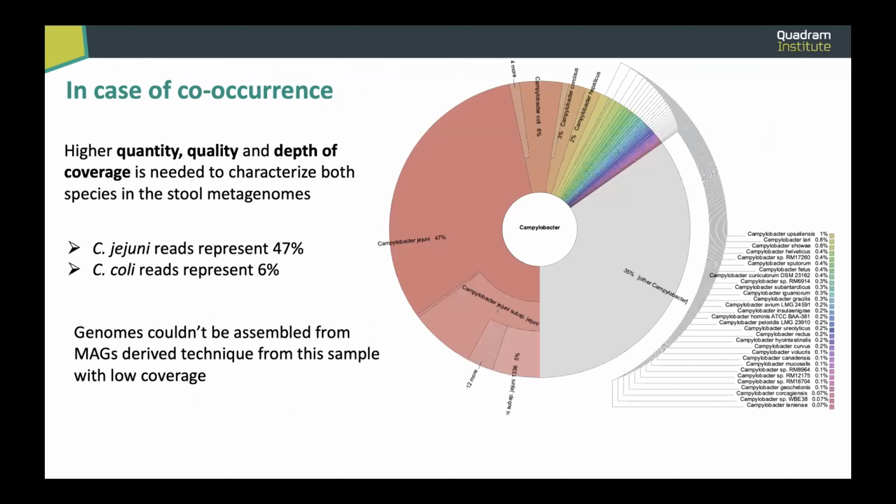This graphic represents reads that were classified as Campylobacter in one of our metagenome samples when the patient was infected with 2 different species of Campylobacter at the same time. We found that in case of co-occurrence, higher quantity, quality, and depth of coverage is needed to characterize both species in the stool metagenomes. You can see, for instance, that we detected the 2 species, but we were not able to get their MAGs.